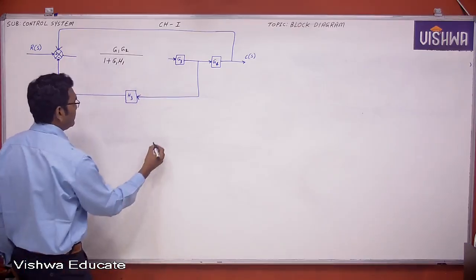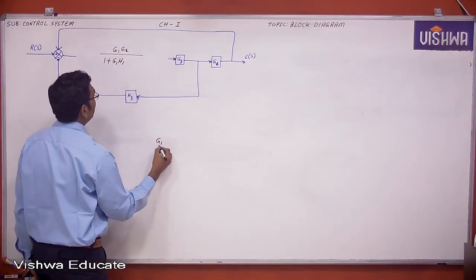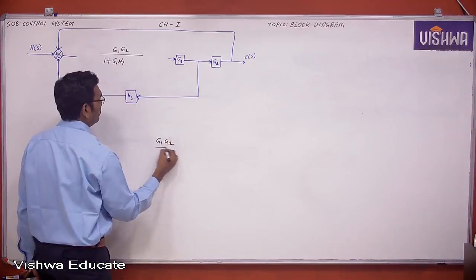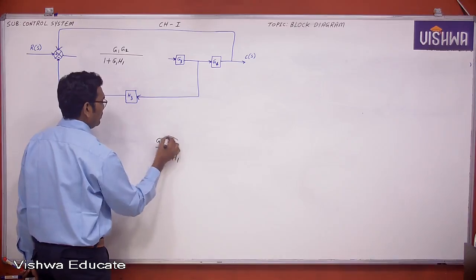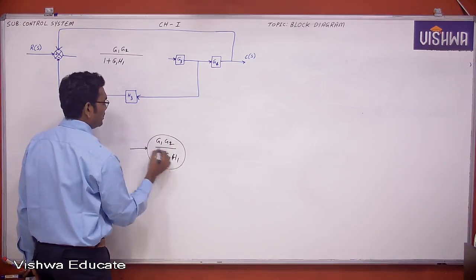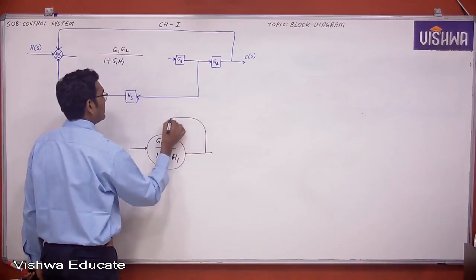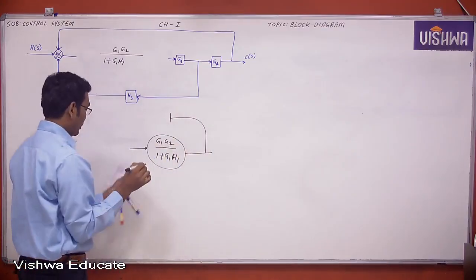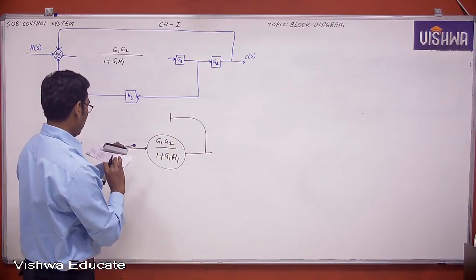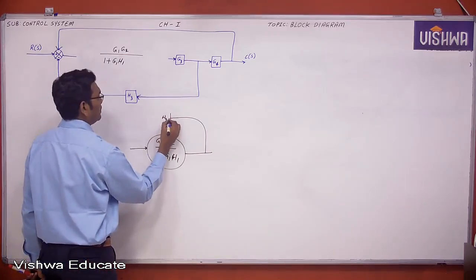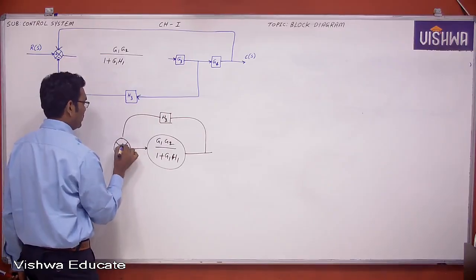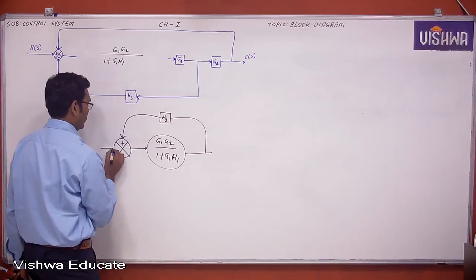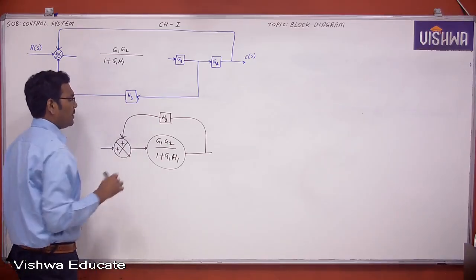So actually here it is like this, G1 G2 by 1 plus G1 H1. This forward path is already available, but now there is a feedback path like this, right? What is the feedback path? The feedback path is H2. Actually this is the situation, right? See carefully, you just observe here. This is the path actually, okay.